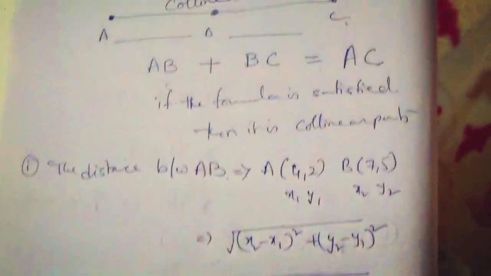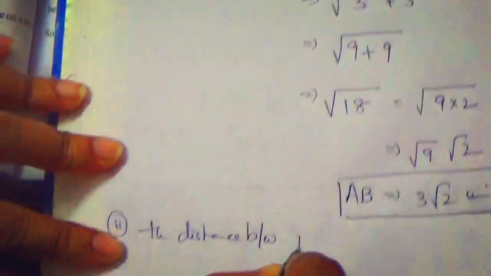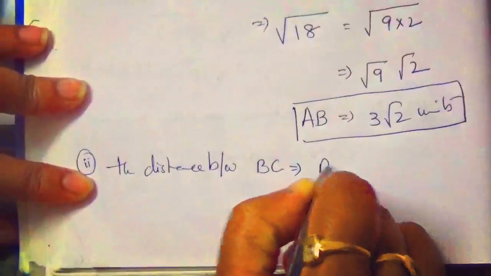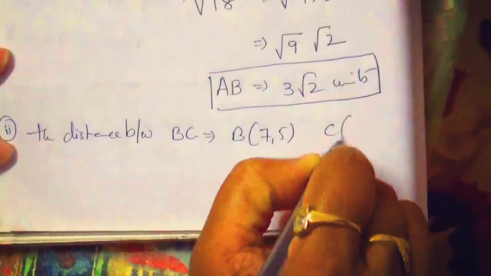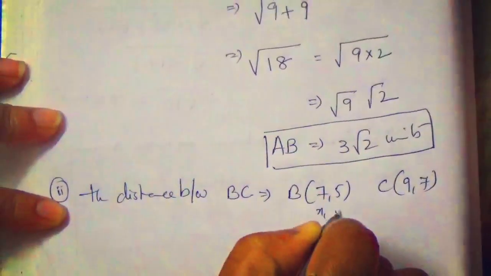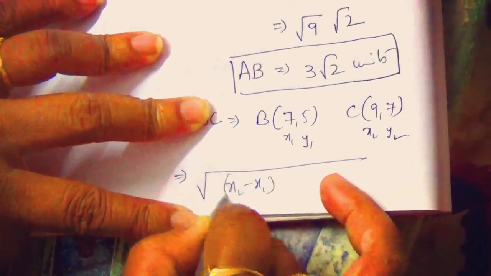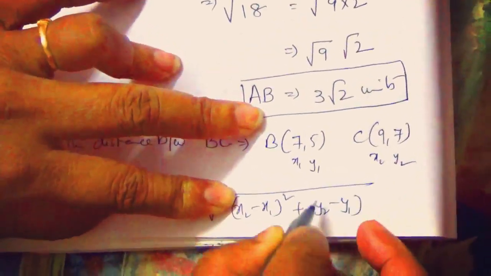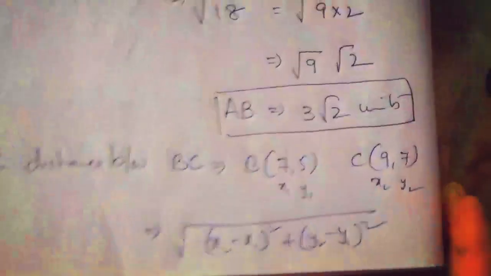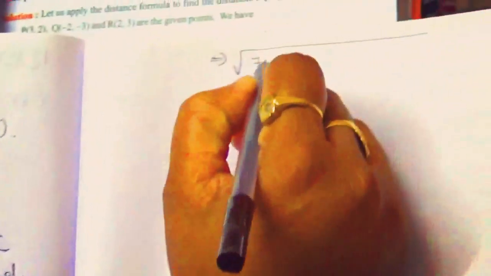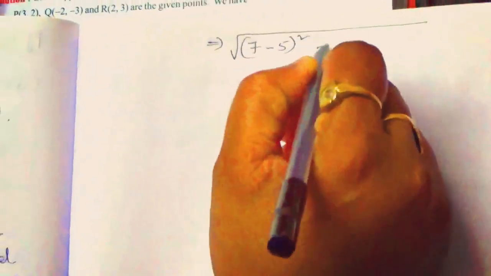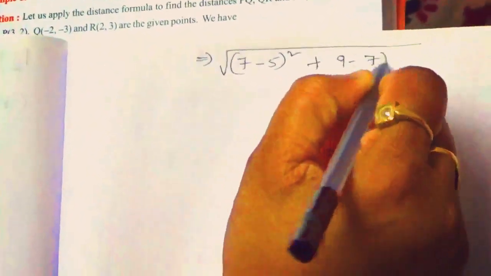The distance between BC. What is B? B point is 7, 5. What is C? 9, 7. X1, Y1, X2, Y2. So, what is the distance formula? X2 minus X1 whole square plus Y2 minus Y1 whole square. That is equal to square root of 7 minus 5 whole square plus 9 minus 7 whole square.